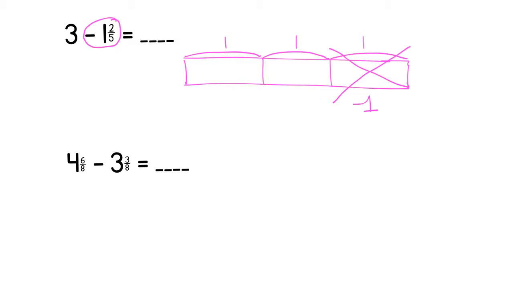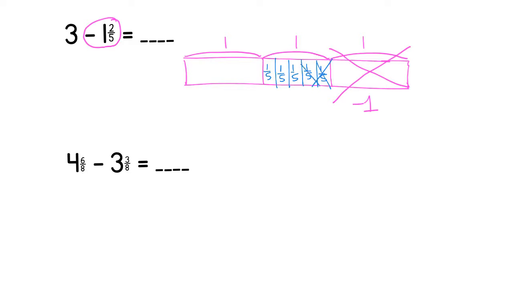Excuse me, I just broke my voice there. So in order to take away 2/5, I do have enough. I have 2 wholes. So I need to partition, or break down, decompose my 1 whole into fifths. That does not change the amount. I still have 2 wholes, but now I have 1 whole and 5/5. And now I can take away 2/5.